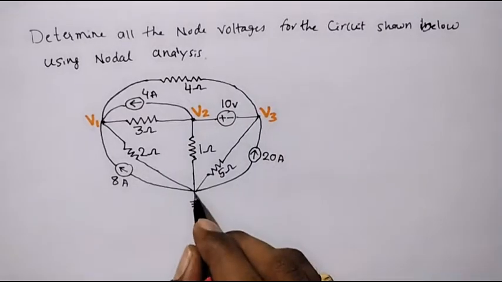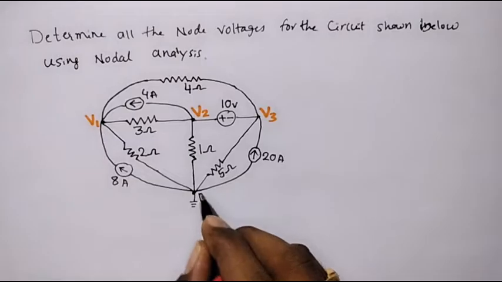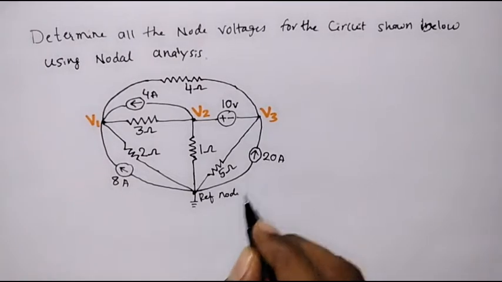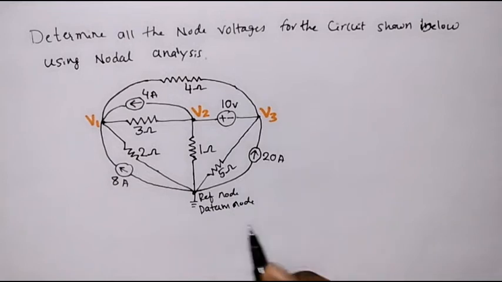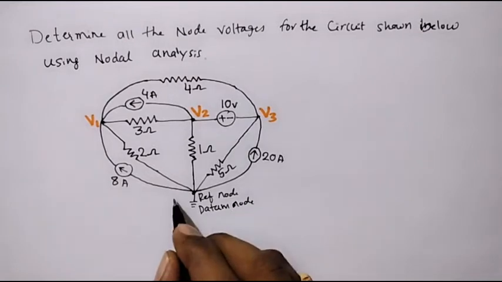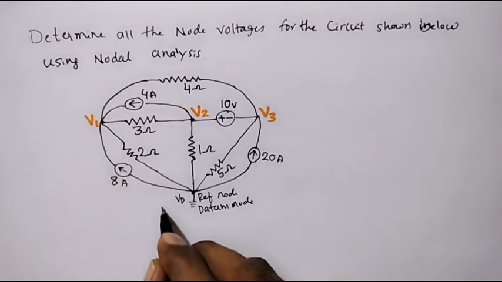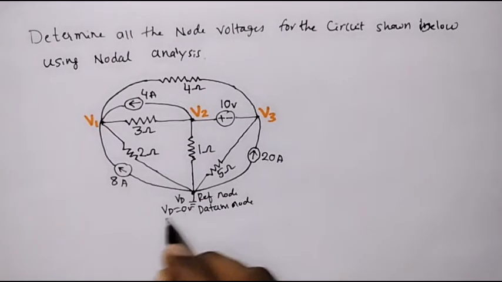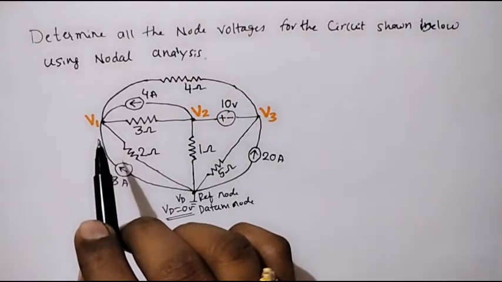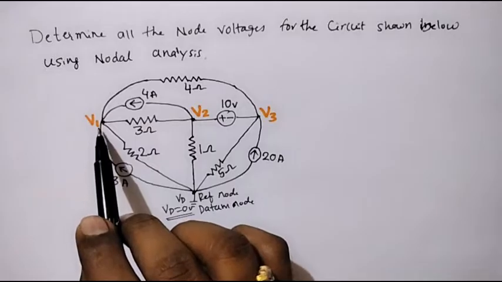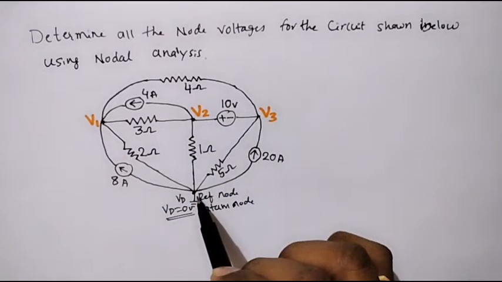and we have one more node. We can call it the reference node, or it is also known as the datum node, and its voltage is always 0. We'll assume the voltage at this node is Vd, therefore Vd is equal to 0 volts. We are supposed to find the voltage at the non-reference nodes, that is V1, V2, V3 with respect to the reference node, that is Vd.